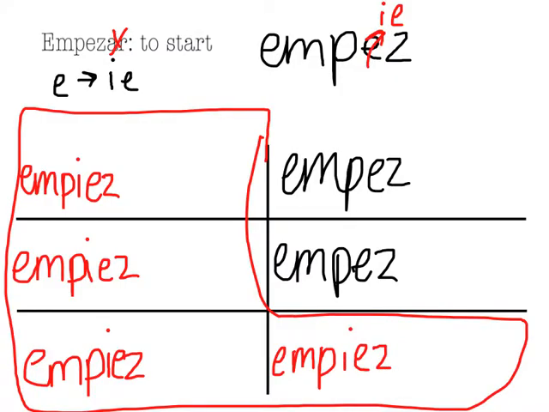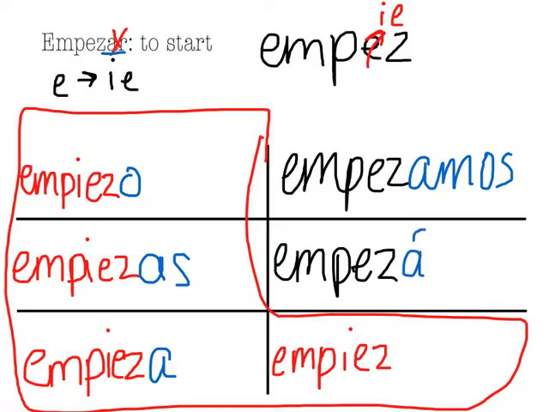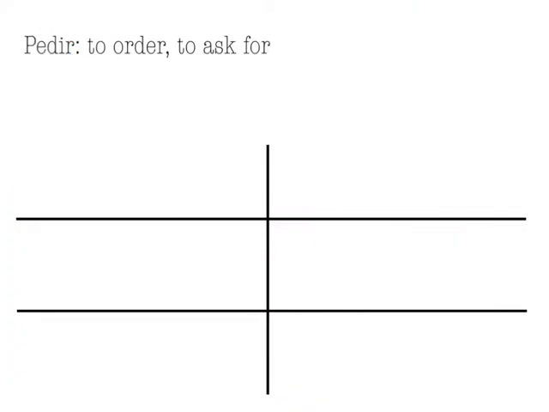And then just like before, we can just go ahead and add our normal endings. Remember, those don't change. So empezar is an AR verb. We have empiezo, empiezas, empieza, empezamos, empezáis, and empiezan. Please go ahead and make sure that you have this copied down before you move on to the verb pedir.